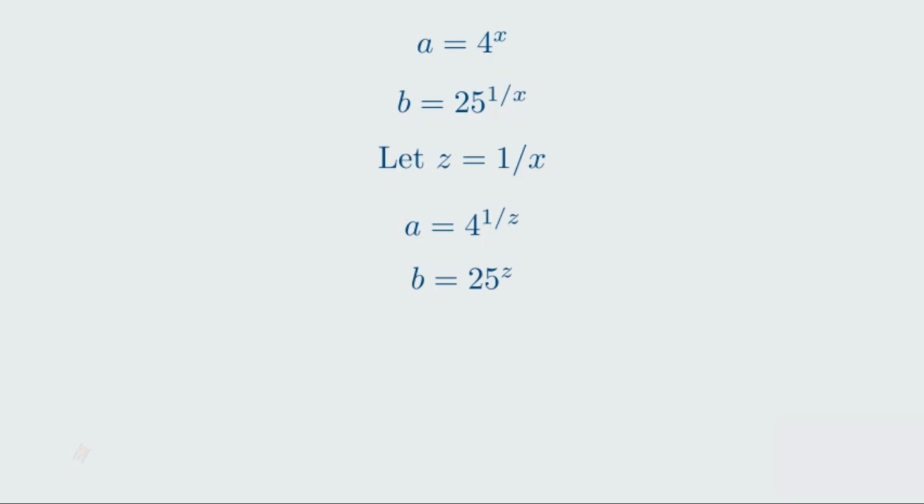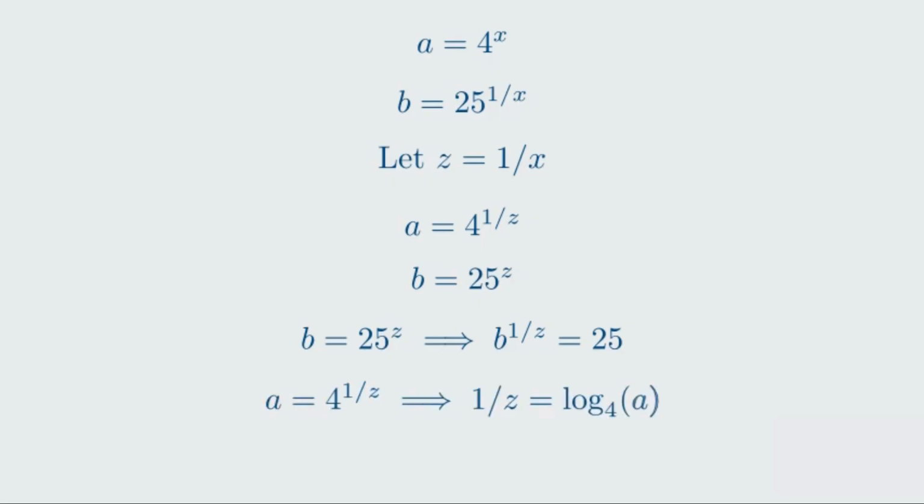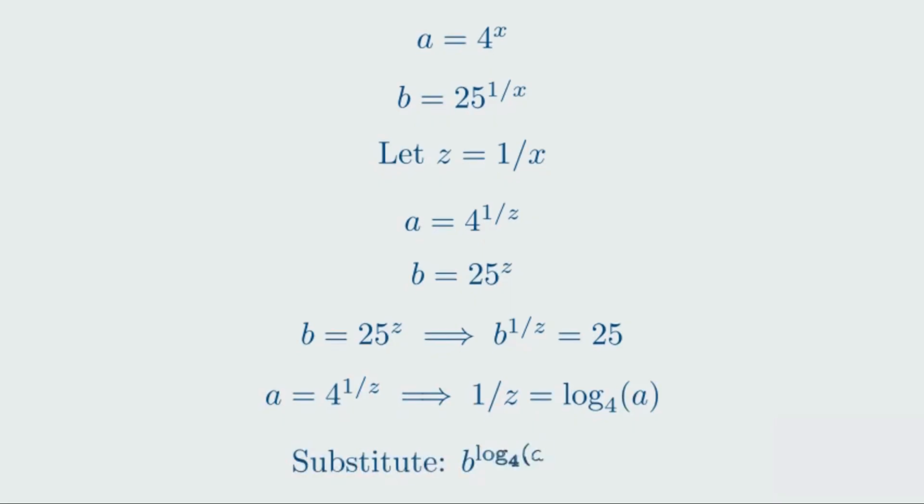We can take the zth root of b, that would give us 25. So, the zth root of b is 25. But what is 1 over z in terms of a? From the equation for a, we can see that 1 over z is log base 4 of a. So, we can substitute log base 4 of a for 1 over z in our equation. This gives us b to the power of log base 4 of a equals 25. This is a single, concise relationship between a and b. This is our objective, a strong, single constraint.